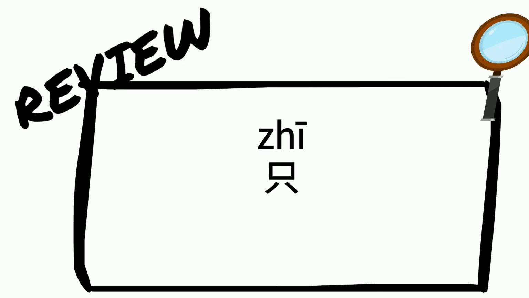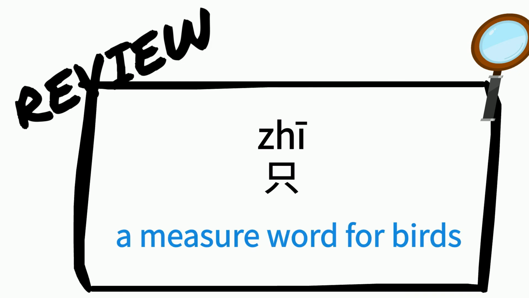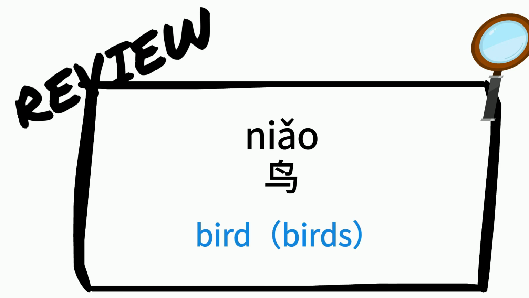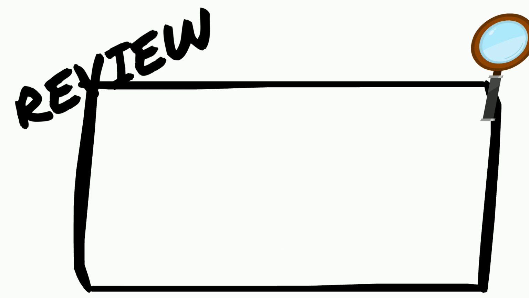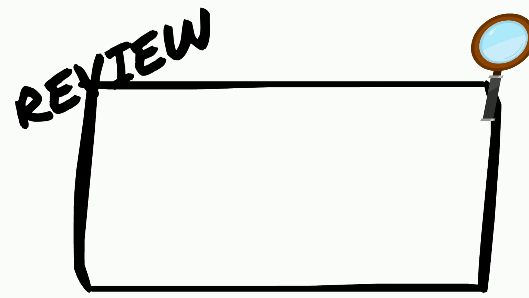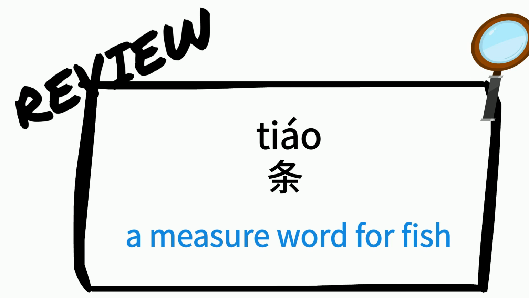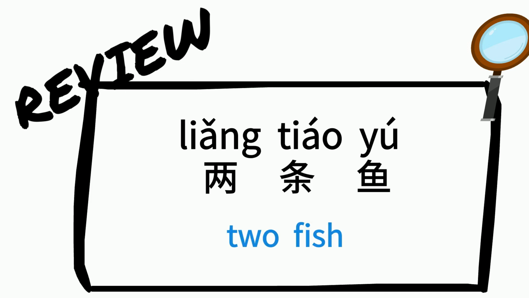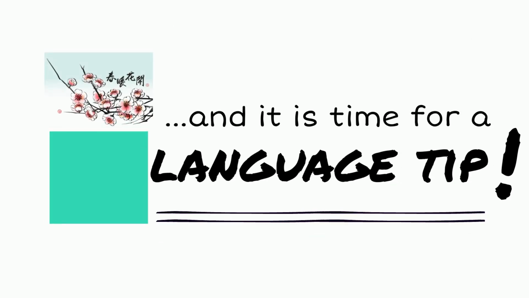只 a measure word for bird. 鸟 bird or birds. 两只鸟 two birds. 条 a measure word for fish. 鱼 fish. 两条鱼 two fish.